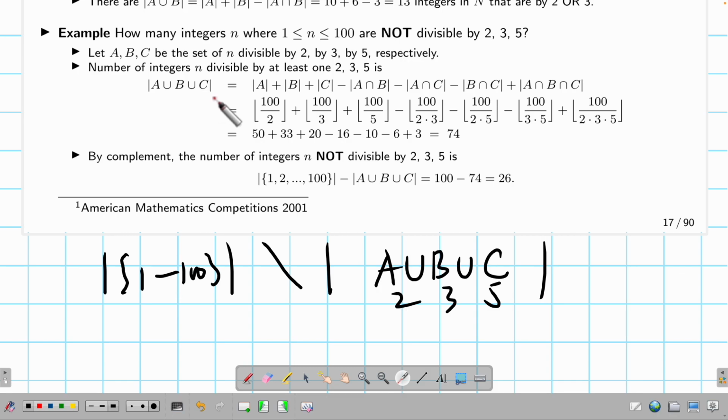So by the inclusion-exclusion principle, we then have to count the numbers. So what is this thing? This is the number of integers divisible by 2.